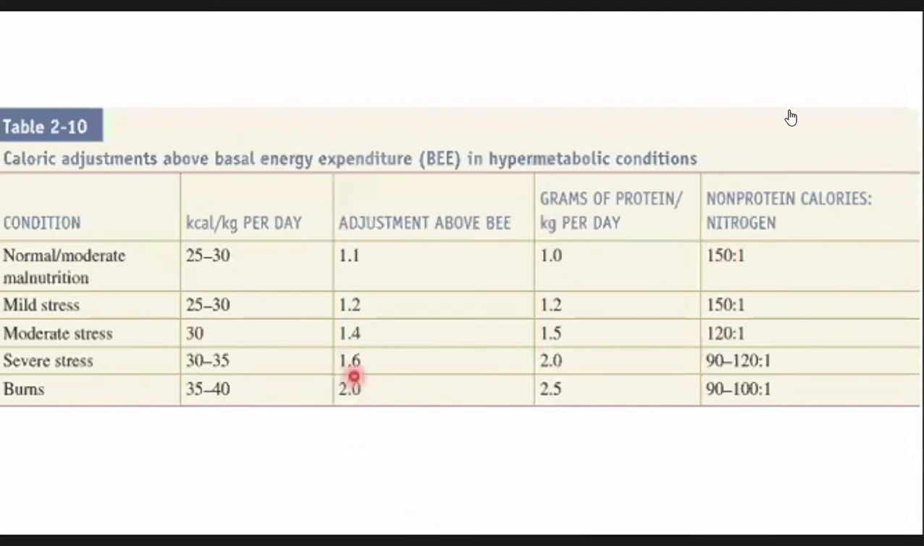In patients with normal or moderate malnutrition, the required BEE is only at 25 to 30, and the grams of protein per kilogram per day is 1. However, in states of severe stress, in burns, this can go up to 30 to 35 or even up to 40 for burns, and the grams of protein per kilogram per day can increase up to 2.5. This is important so that we can measure the nutritional requirement of the patient daily.